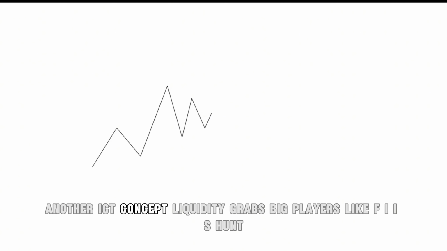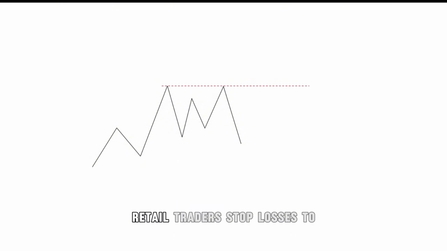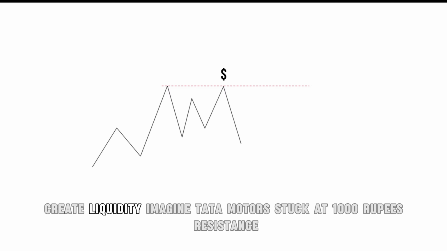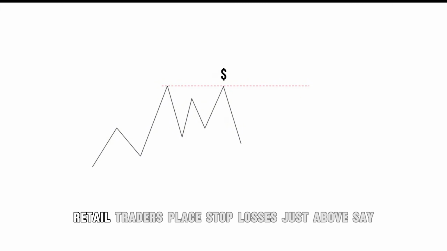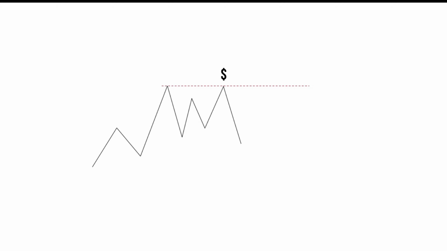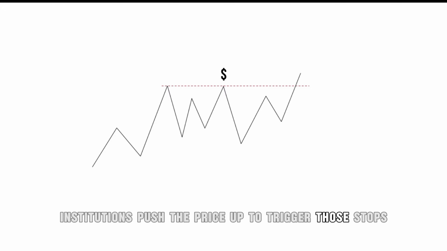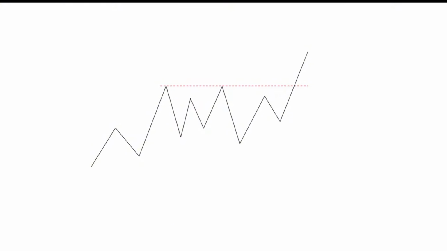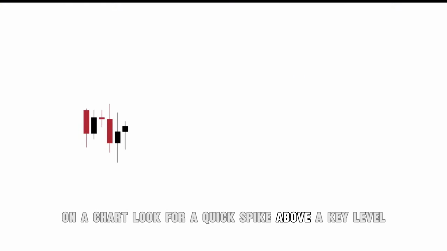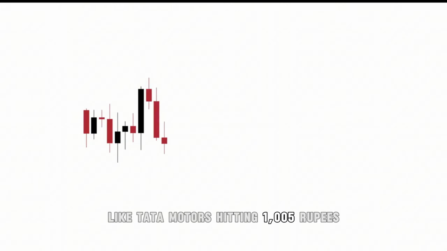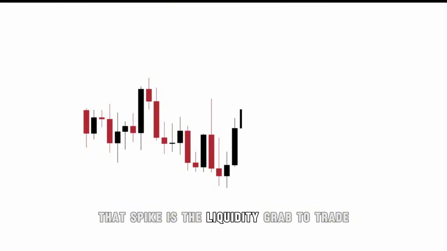ICT liquidity grabs. Another ICT concept. Liquidity grabs. Big players like FIIs hunt retail traders' stop losses to create liquidity. Imagine Tata Motors stuck at 1,000 rupees resistance. Retail traders place stop losses just above, say 1,005 rupees. Institutions push the price up to trigger those stops, then reverse it fast. On a chart, look for a quick spike above a key level, like Tata Motors hitting 1,005 rupees, followed by a sharp drop. That spike is the liquidity grab.